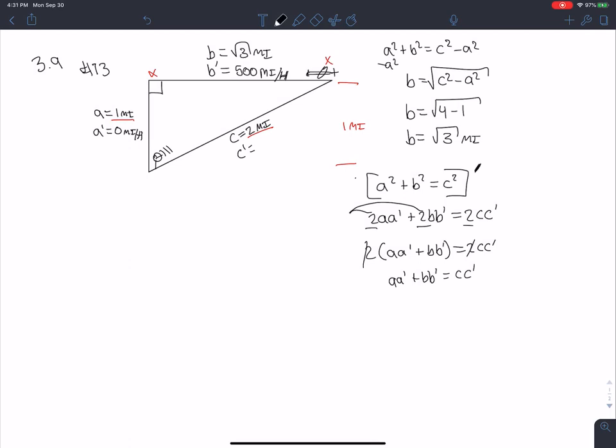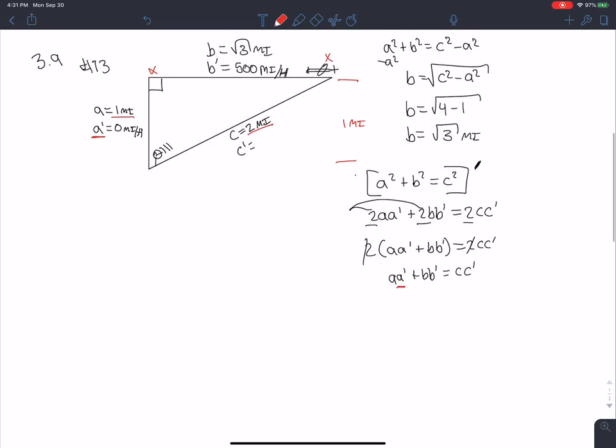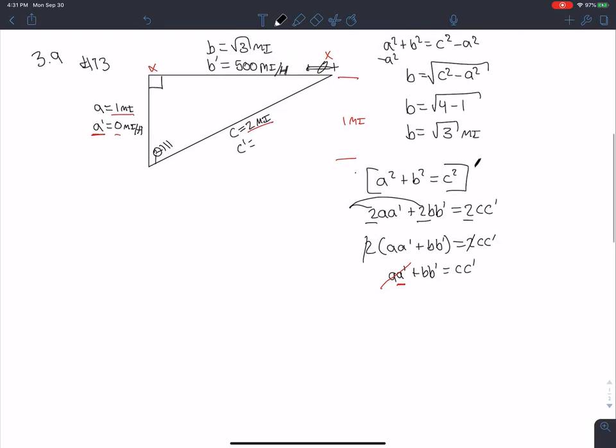Now, let's point this out really quick. A prime here is 0, which means this is going to cancel and disappear. 0 times the a prime times a makes it all 0. And we're now going to go back and say, okay, b prime equals c prime. Let's solve for the c prime right here. So c prime is going to equal b prime over c. Let's plug in all the values that we have here.